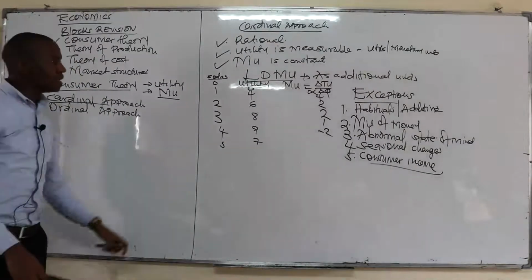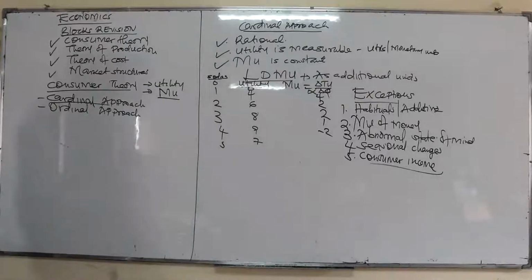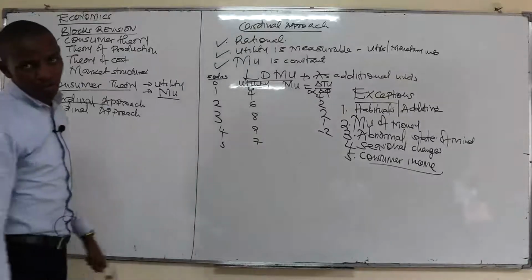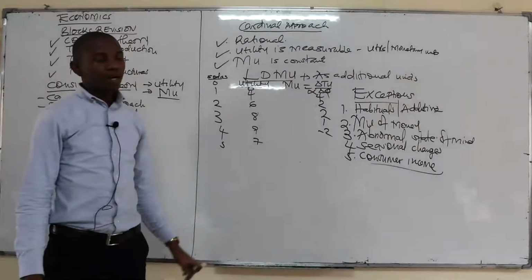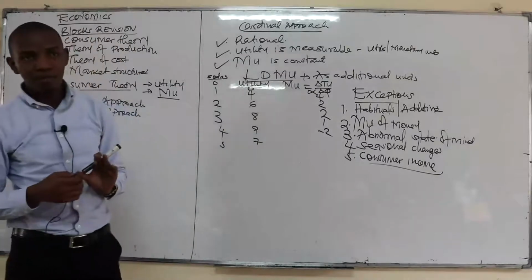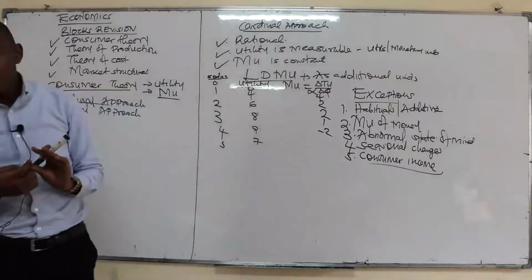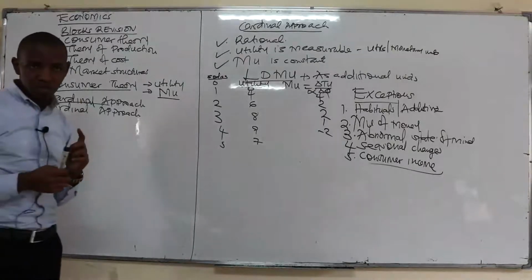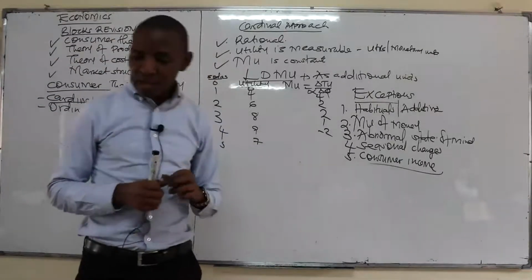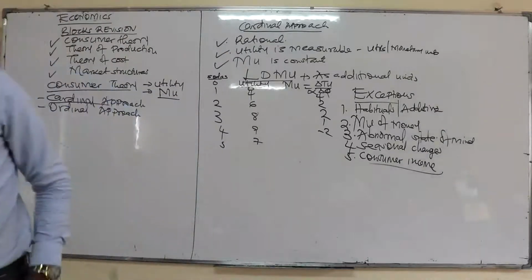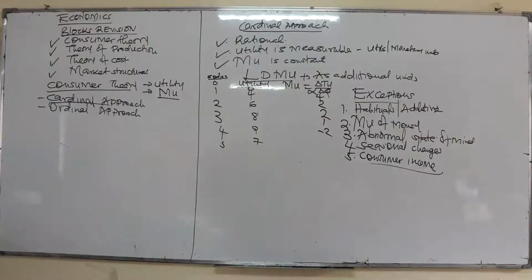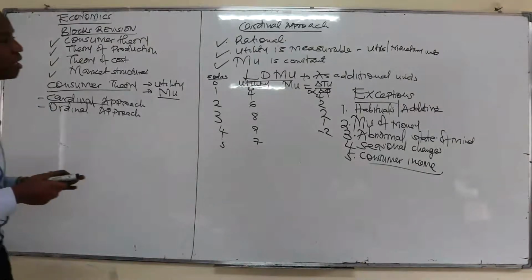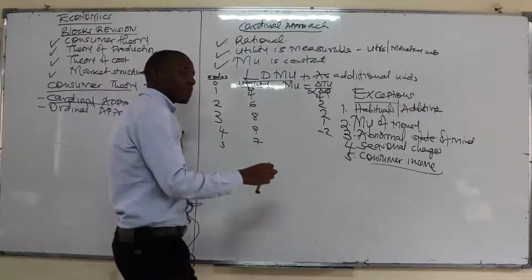Now, let's talk about on the cardinal approach. The other thing that you need to know is to understand on what we call the consumer equilibrium. The consumer equilibrium under the cardinal approach. And in this case, on the consumer equilibrium, the consumer is said to be at equilibrium under this condition, whereby the consumer or the marginal utility of a given good is normally equated to what? The price of that good.